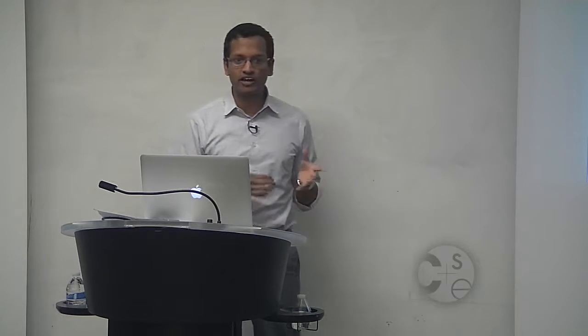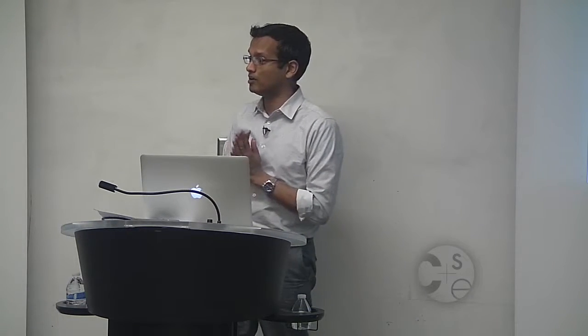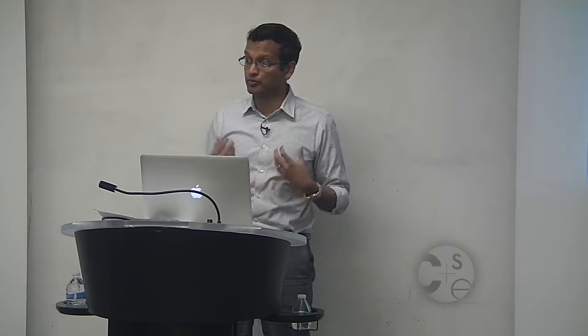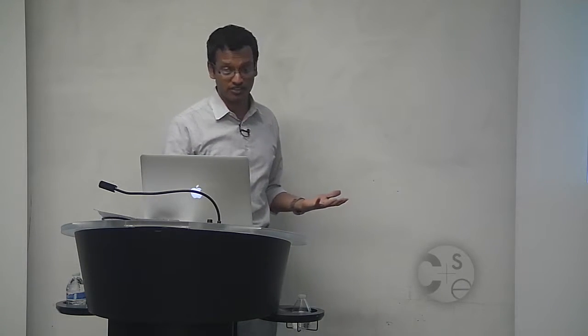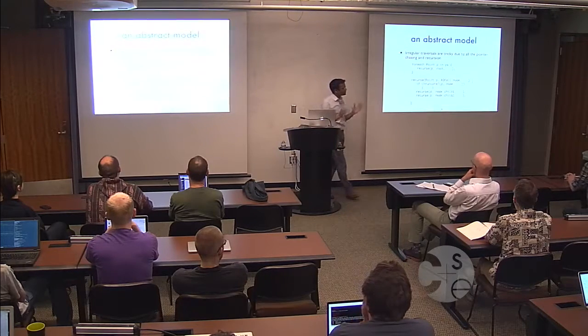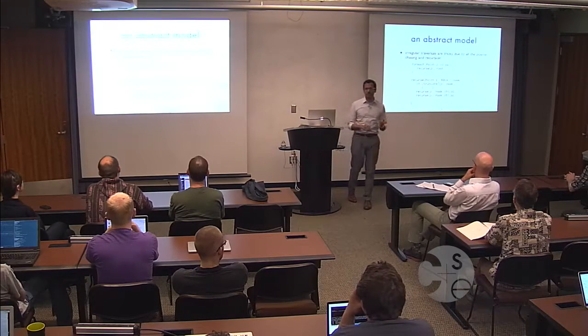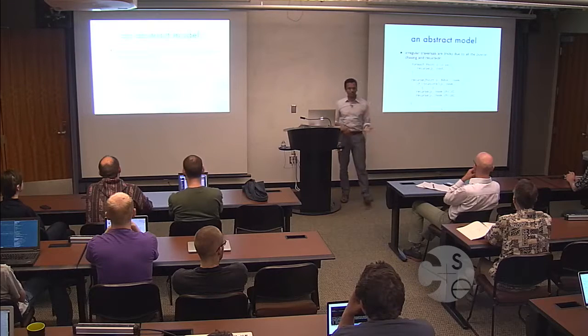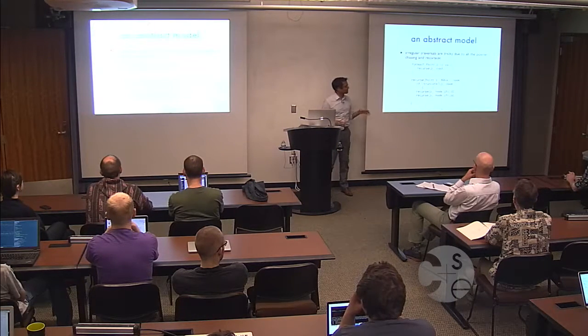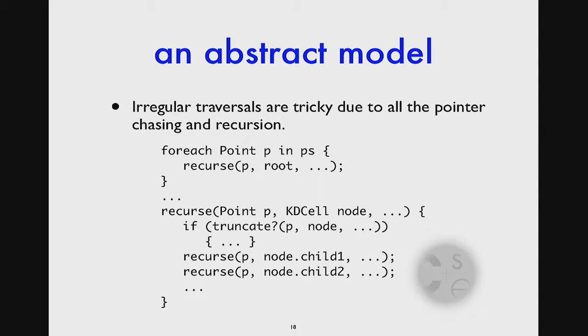Okay, but before I actually figure out what it means to do a better job of traversing the tree, I need to first be able to reason about what these traversals are doing in the first place. And irregular traversals are really tricky because there's a lot of pointer chasing going on. There's this recursion I have to deal with. But fundamentally, all of that pointer chasing and recursion, basically these two lines of code, this is really the moral equivalent of a for loop. Right? It's just saying iterate over the tree. And sometimes I stop iterating because I truncate. But essentially, I'm saying iterate over the tree.